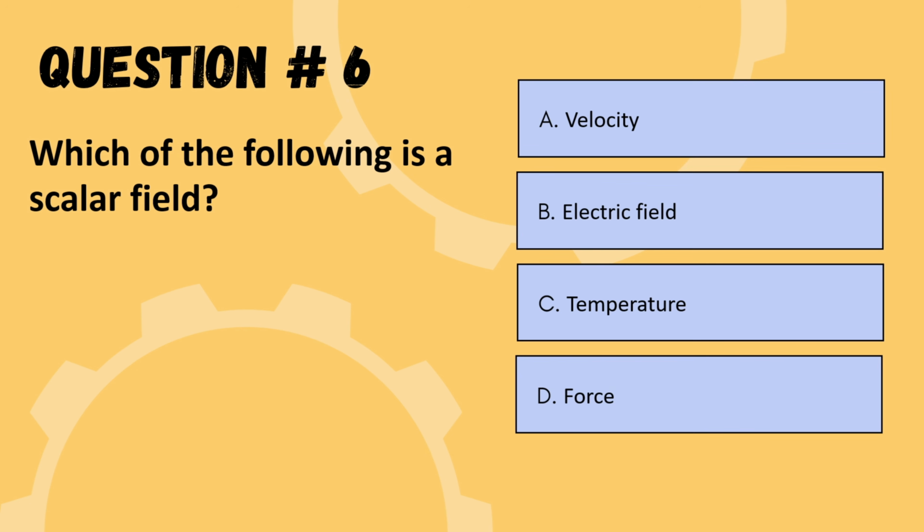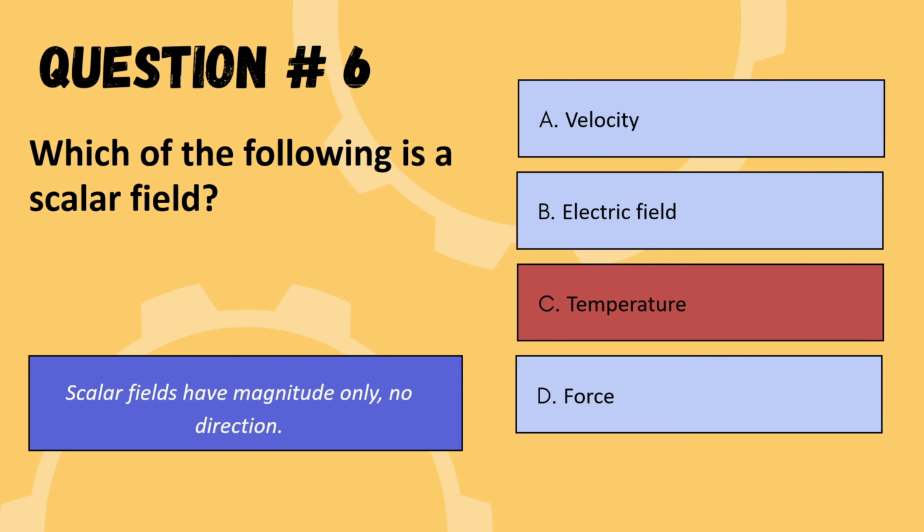Next question is, which of the following is a scalar field? Options are velocity, electric field, temperature or force. So the correct option is option C, temperature. So we are moving to the next question.